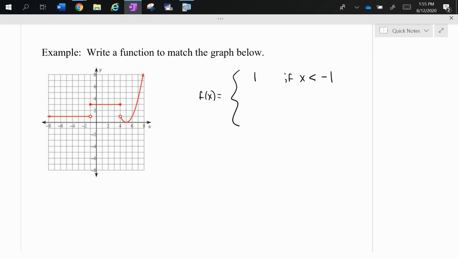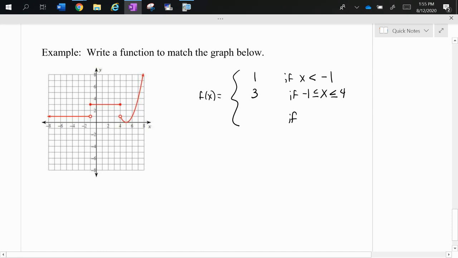And then I've got an in-between situation for this part, so I'm going to need a compound inequality there. If x is greater than or equal to -1 and less than or equal to 4, then y is equal to the constant function y equals 3. Two constant pieces.